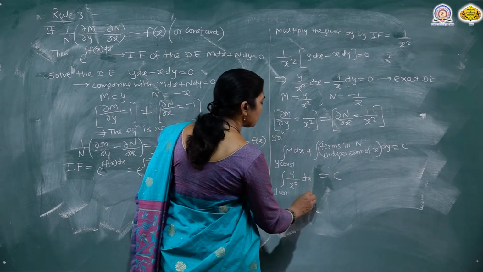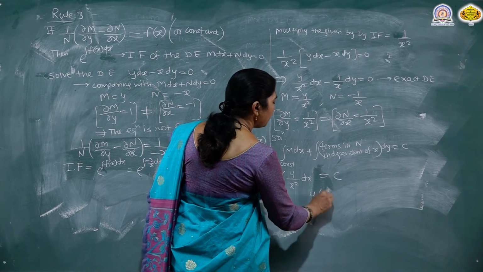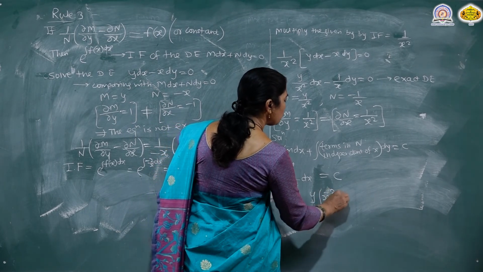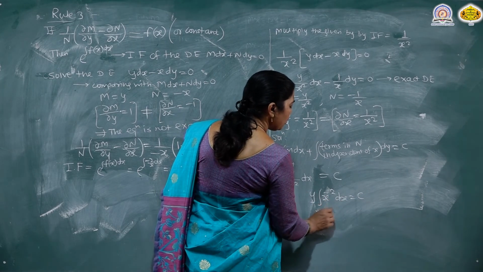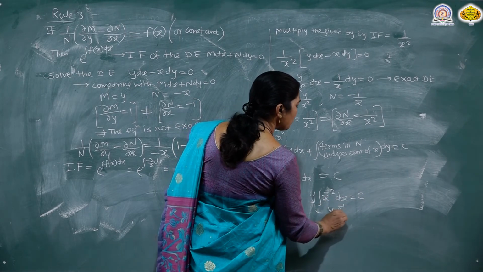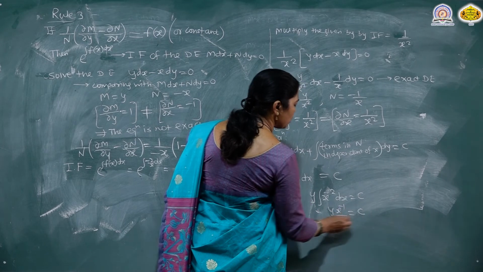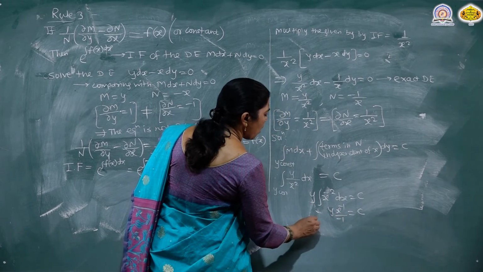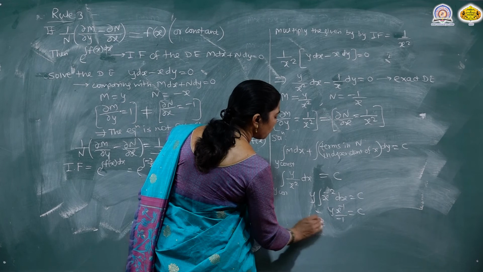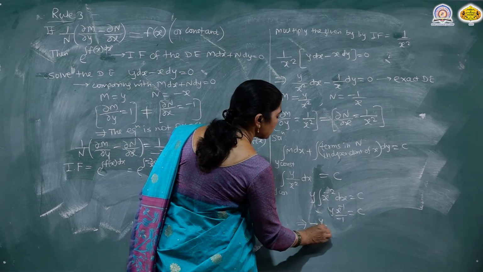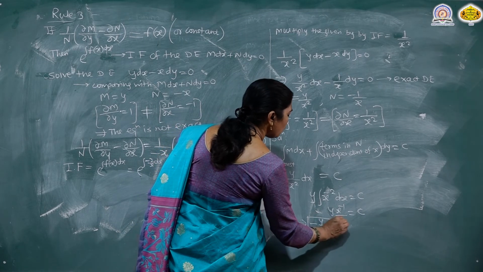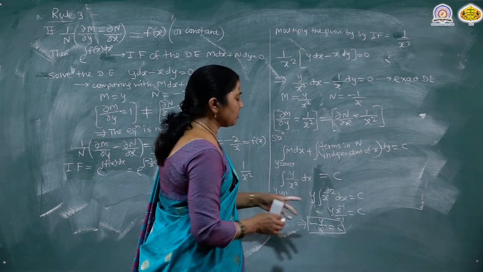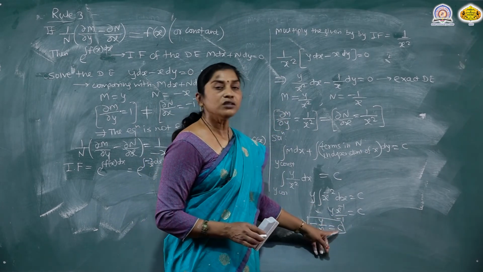Y is constant, so it is y integral x raised to minus 2 dx is equal to c. That is y into x raised to minus 1 upon minus 1 is equal to c, or you can say that minus y upon x is equal to c. So this is the solution of the differential equation, that is minus y upon x is equal to c.